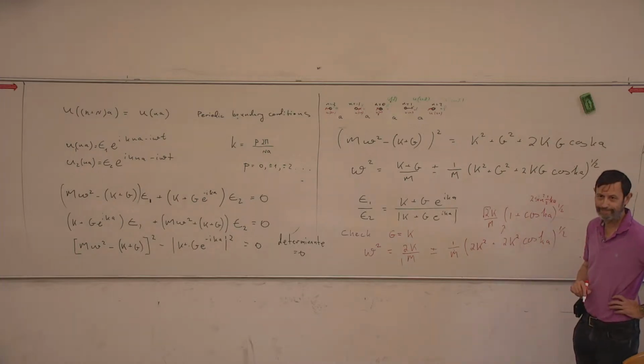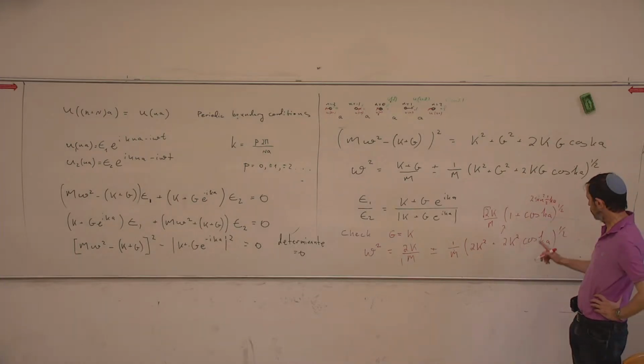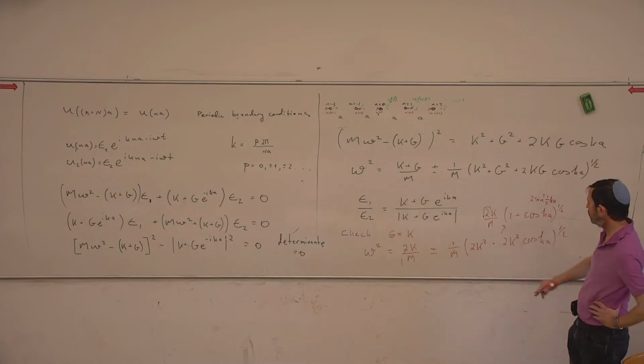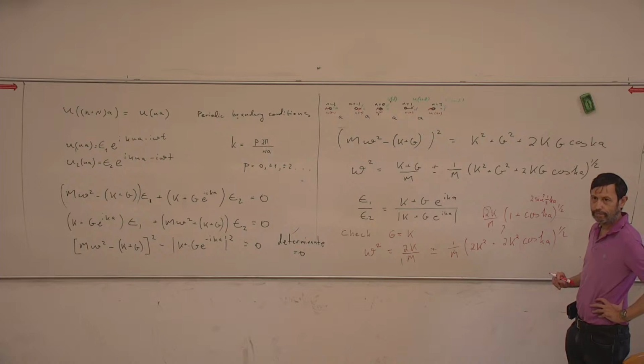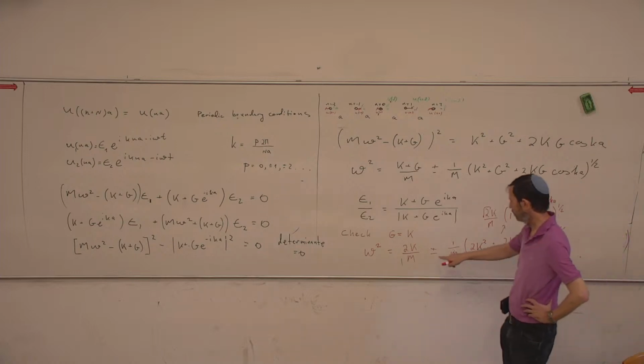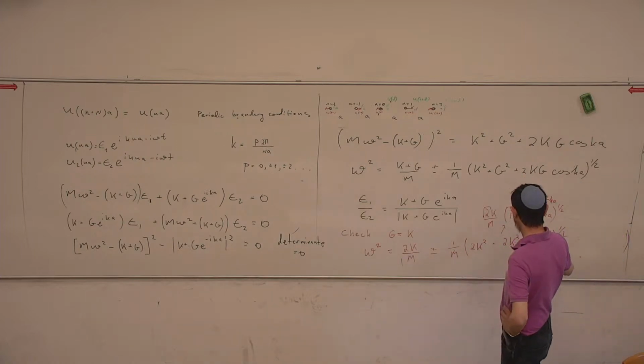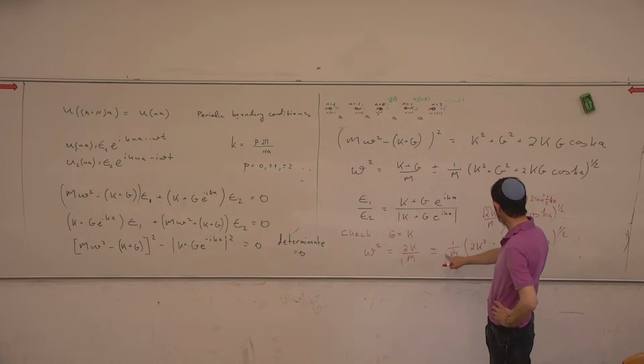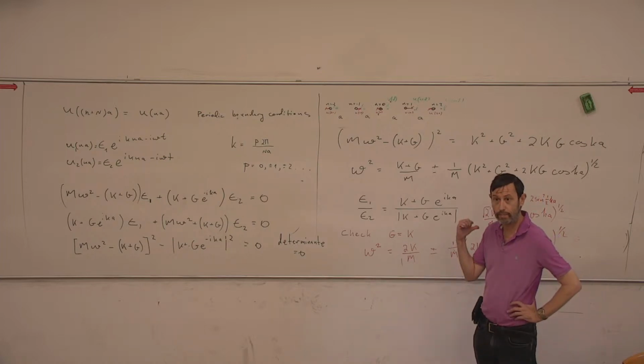So for the plus result, excuse me, for the minus result, I get the previous result. For the plus result, I get something new. What happened here?